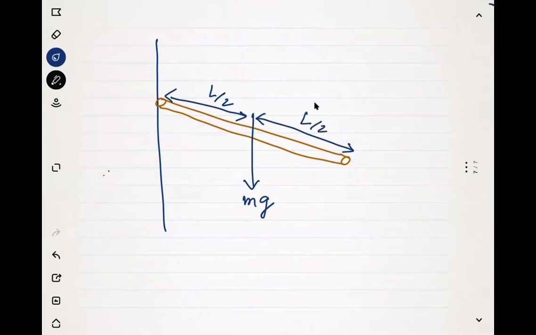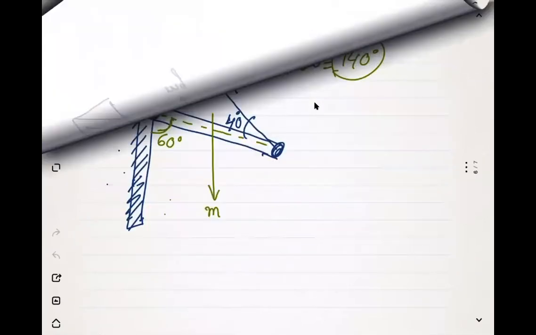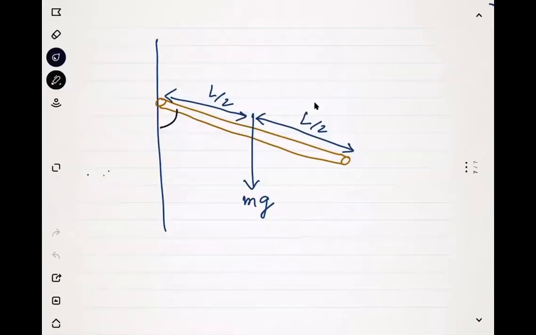This length is also L by 2. So both the lengths are L by 2 and L by 2. Weight is acting in the center, and the angle which we have, this angle is given as 60 degrees. In all the examples, this angle is 60 degrees. If this angle is 60 degrees, then this angle will also be 60 degrees.